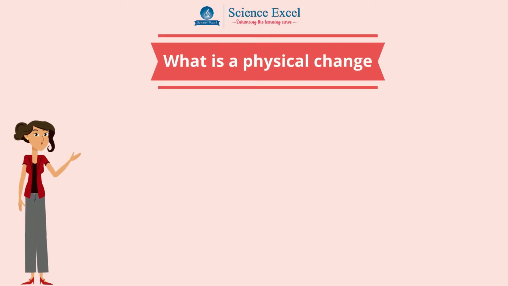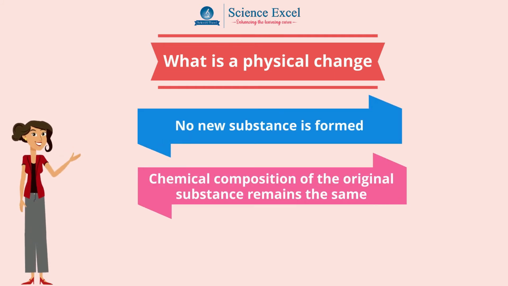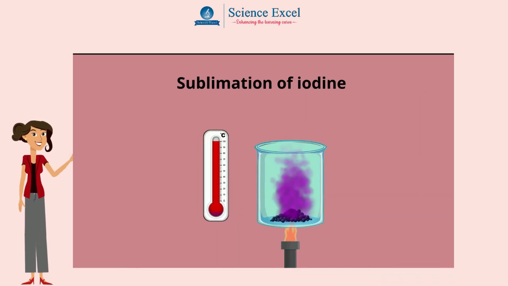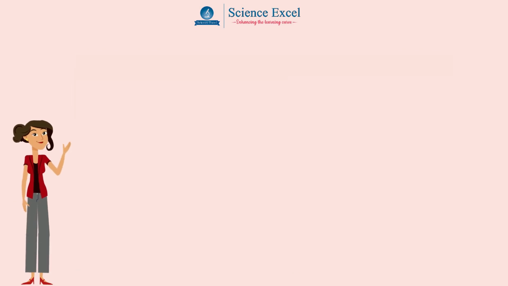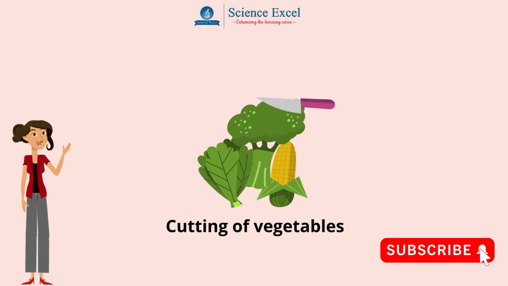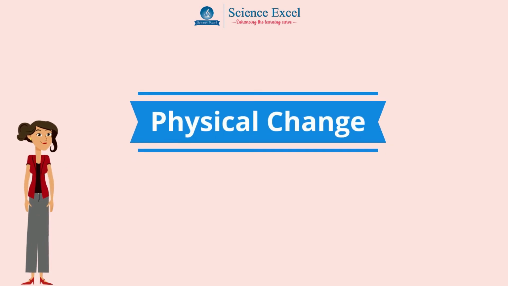So, what is a physical change? A physical change is a change in which no new substance is formed and the chemical composition of the original substance remains the same, even though some of its physical properties like color, state, shape, size, etc. may change. The melting of wax, sublimation of iodine, glowing of an electric bulb, formation of vapors, cutting of vegetables, etc. are just a few common examples of physical change.